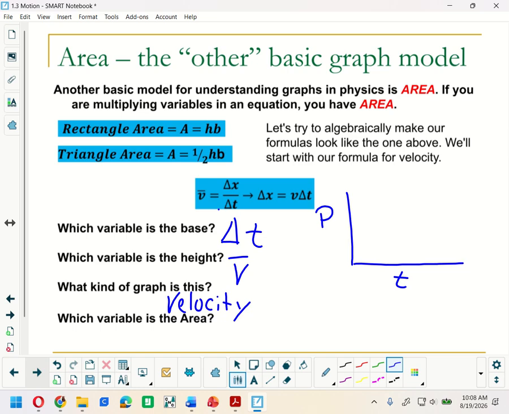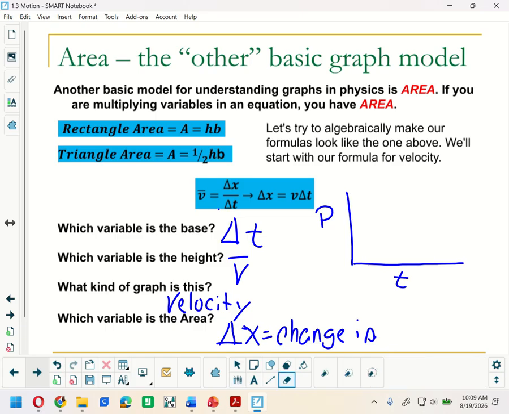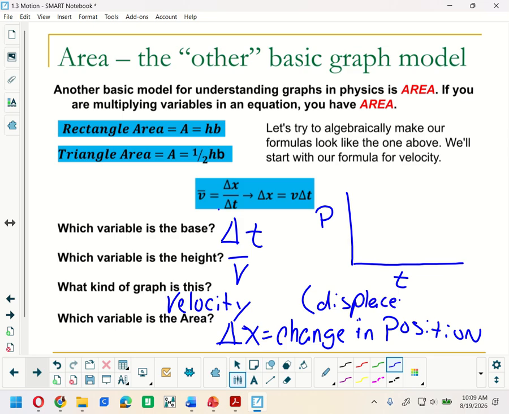And area. So when I'm finding the area of this, it's going to give me my delta x, which is my change in position, sorry, which is the same as saying displacement. Displacement.